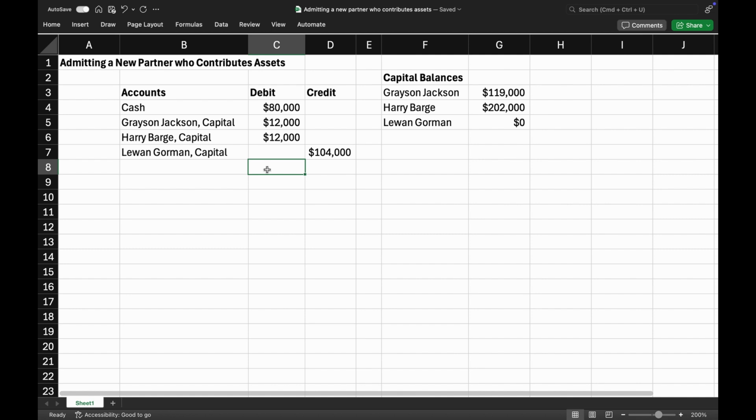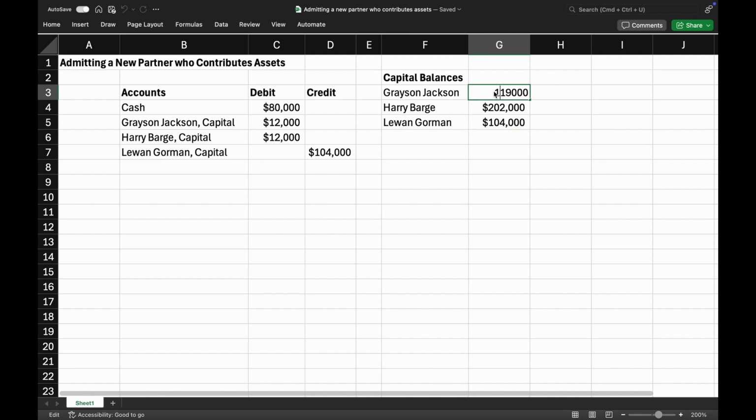Now, after the admission of Luane Gorman, what are the capital balances of each partner? So we have three partners, Grayson Jackson, Harry Barge, and Luane Gorman. Gorman's capital balance is very easy as it is just the amount of equity he received, so his balance is $104,000. Easy. We have to do a little math for the original two partners, but it's not too much work. All we have to do to find the balances of each capital account is subtract the amount of capital they gave up to Gorman for the bonus from their original capital account balances to find the new balance.